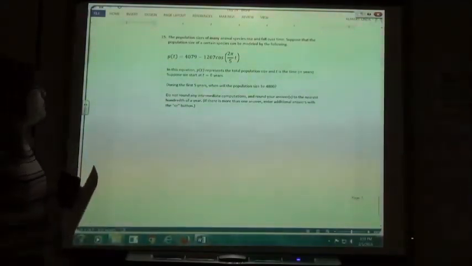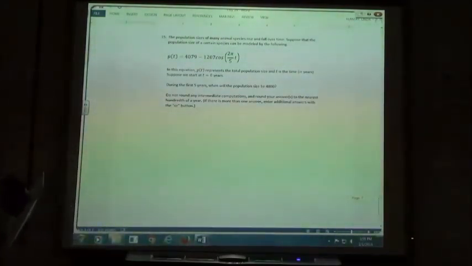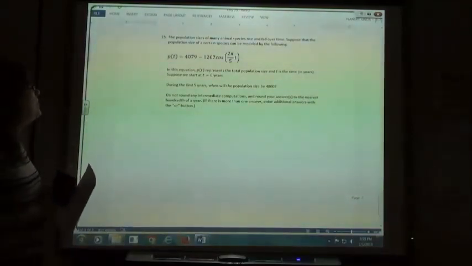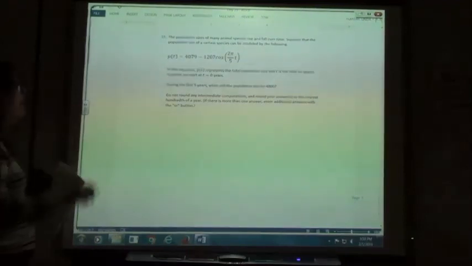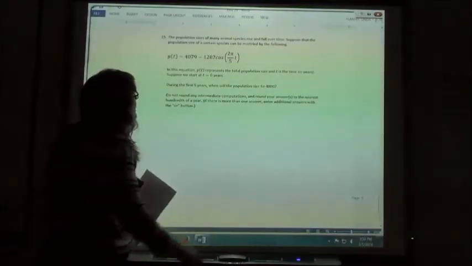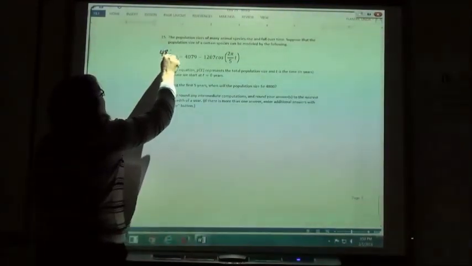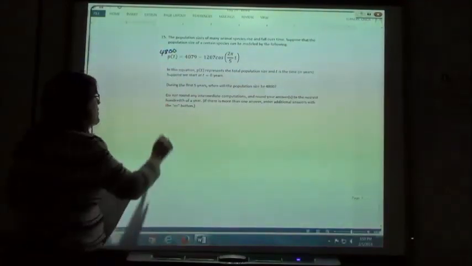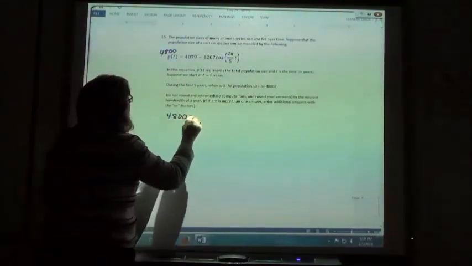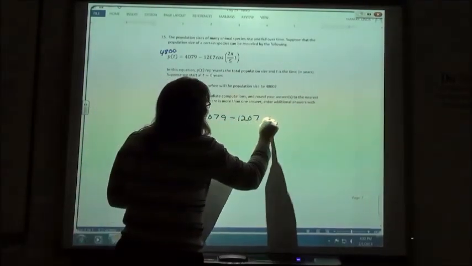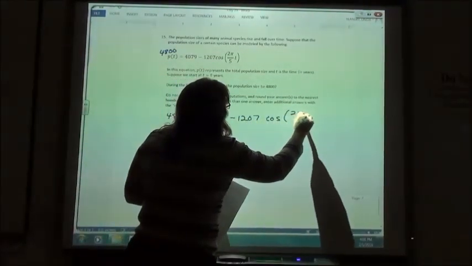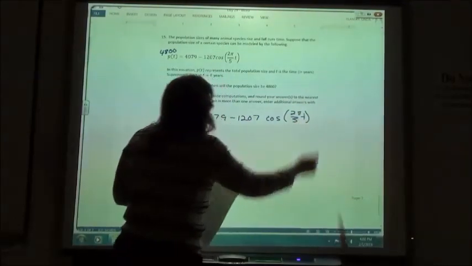In this equation, P of t represents the total population size. T is the time in years. Suppose we start at t equals 0 years. During the first 5 years, when will the population size be 4,800? So 4,800 equals 4,079 minus 1,207 cosine of 2 pi over 5 t.